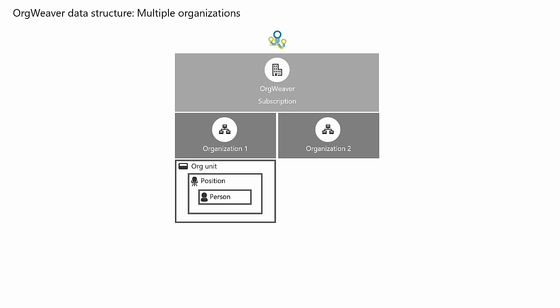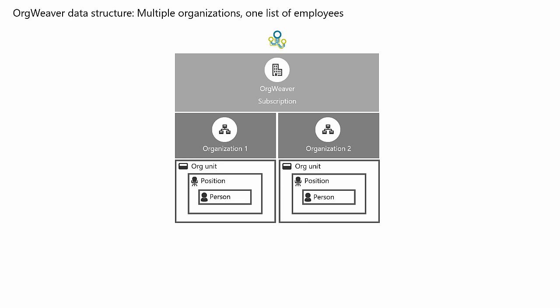Org units and positions are unique to the organization, but people can be shared across the entire subscription. For example, the same person can hold multiple positions, or the same person can be in many organizations. If that person gets a new address, you only need to update it in one place, the people directory, and then all of the organizations she belongs to will be updated.